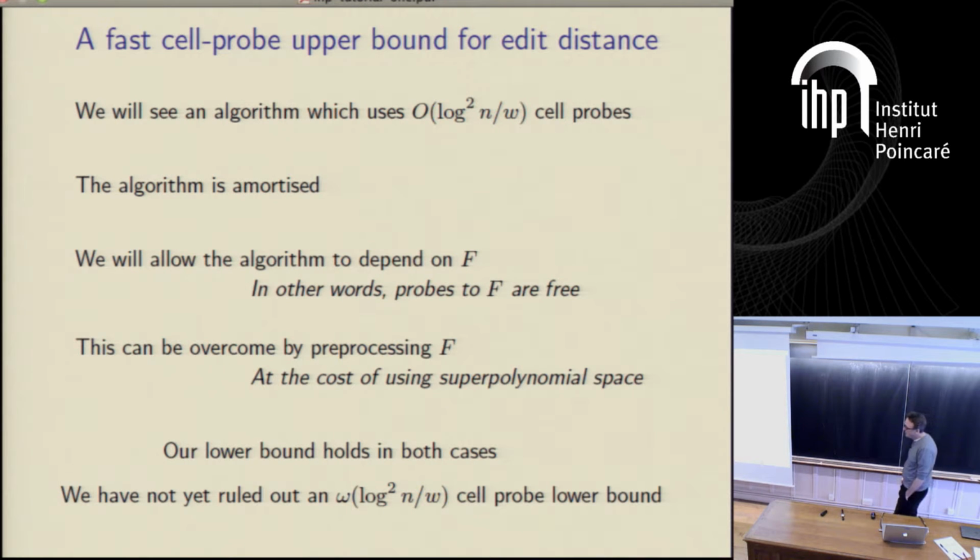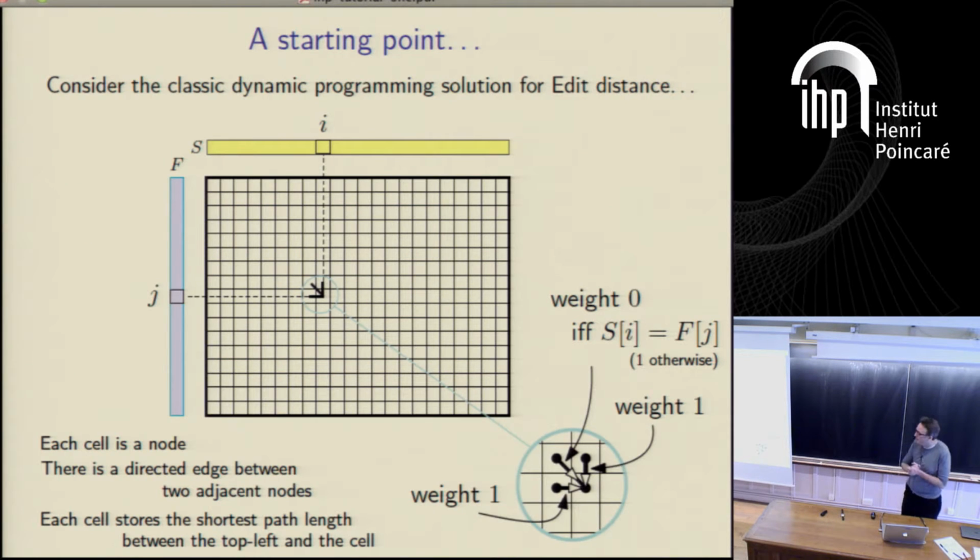But in some sense, we haven't excluded the possibility that there's a lower bound of higher than log squared, despite having given an upper bound of log squared, because of this slight oddity where we require this exponential time pre-processing, which of course is free in the self-probe model. And also the algorithm is amortized, maybe there's a better worst case lower bound. Anyway, this is something to discuss maybe another time. Right, so let's have a go.